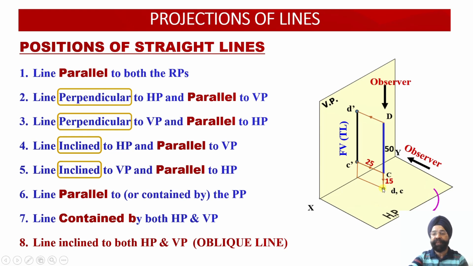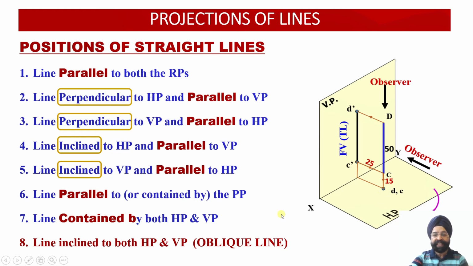So these three things we need to remember. Whenever a line is parallel to a plane, the projection on the plane will reveal its true length. Whenever the line is inclined to a plane, the projection on that plane will reveal its shortened length. Whenever a line is perpendicular to a reference plane, its projection on that plane will reveal its point view.